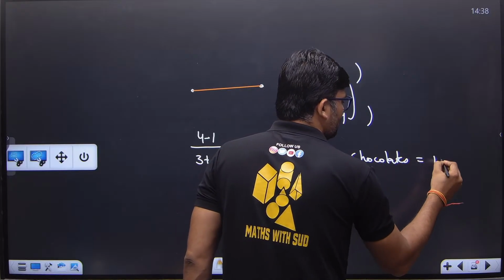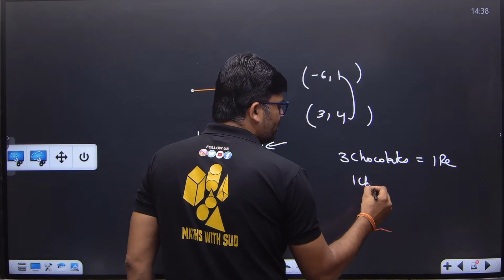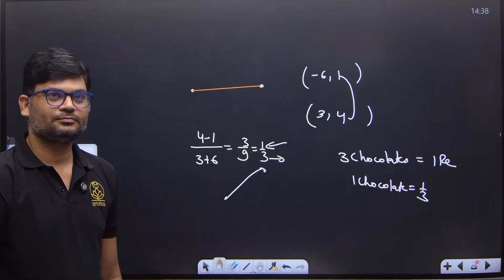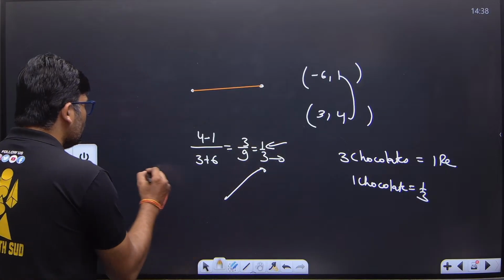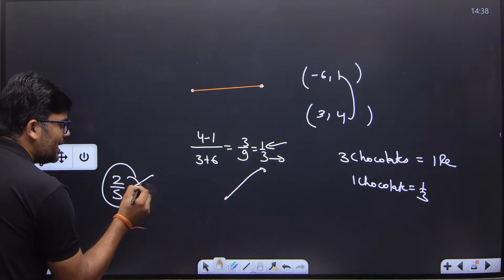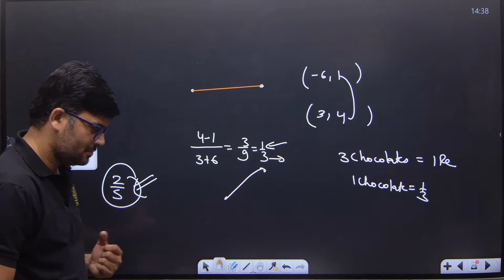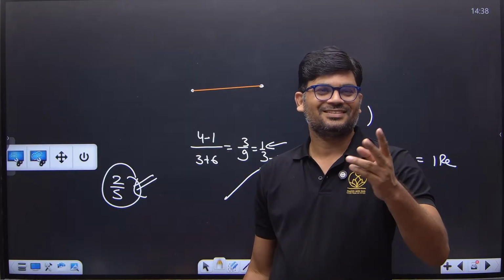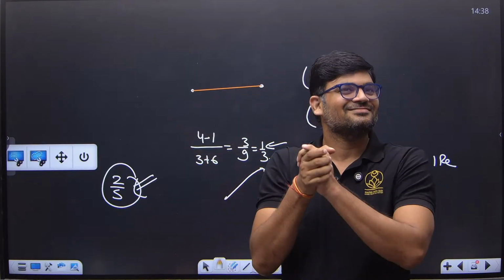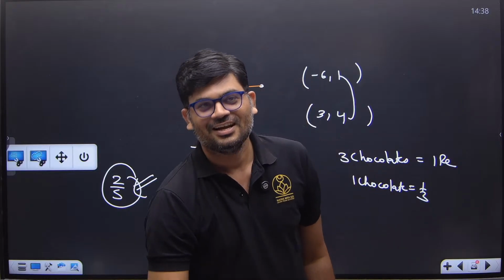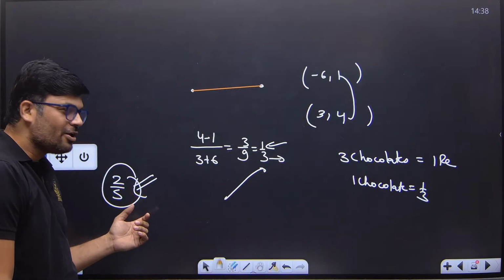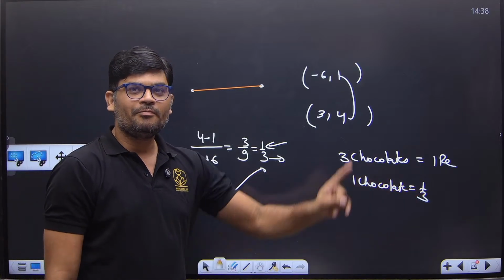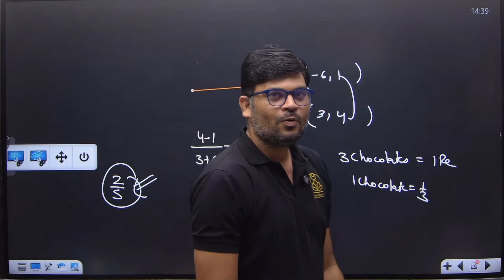Can you tell me what is the cost of 1 chocolate? 1/3. So if the slope comes out to be 2 by 5, how are you going to say this? I can buy 5 chocolates for 2 rupees. Very good. Or the other way of saying it, you will say I will take 5 run in the x coordinate, which will make me 2 rise in the y coordinate.